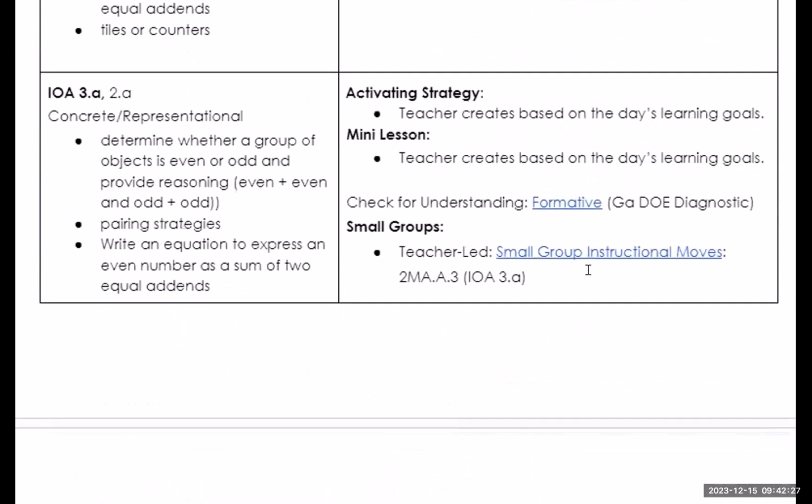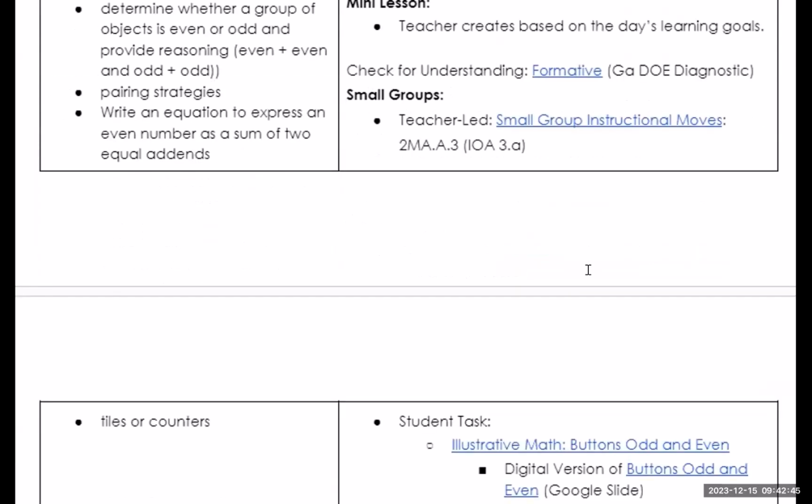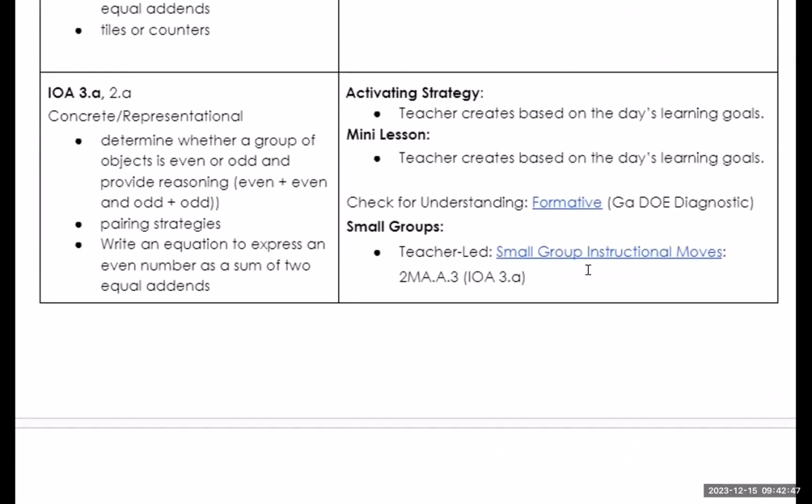On day 3, teachers will have an opportunity to formatively assess students using the Georgia DOE's Bumpy Not Bumpy diagnostic. Based on students' understanding, teachers will create a concrete representational lesson using the bullets on the pacing guide to address specific needs of the students in their classrooms.